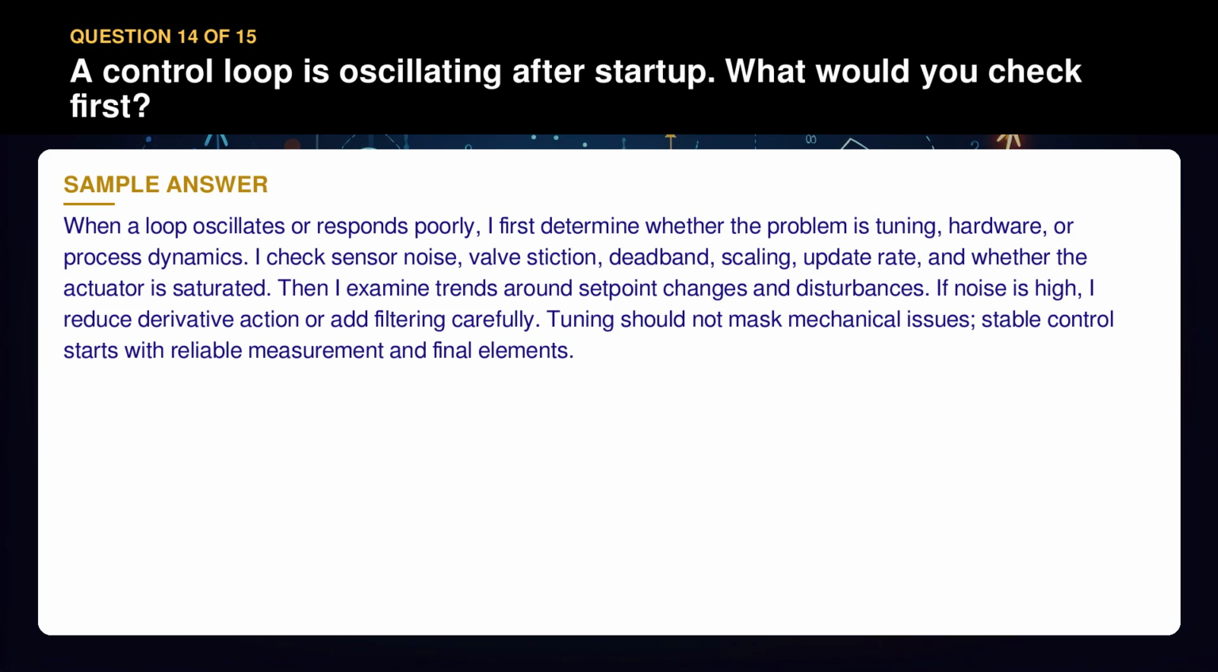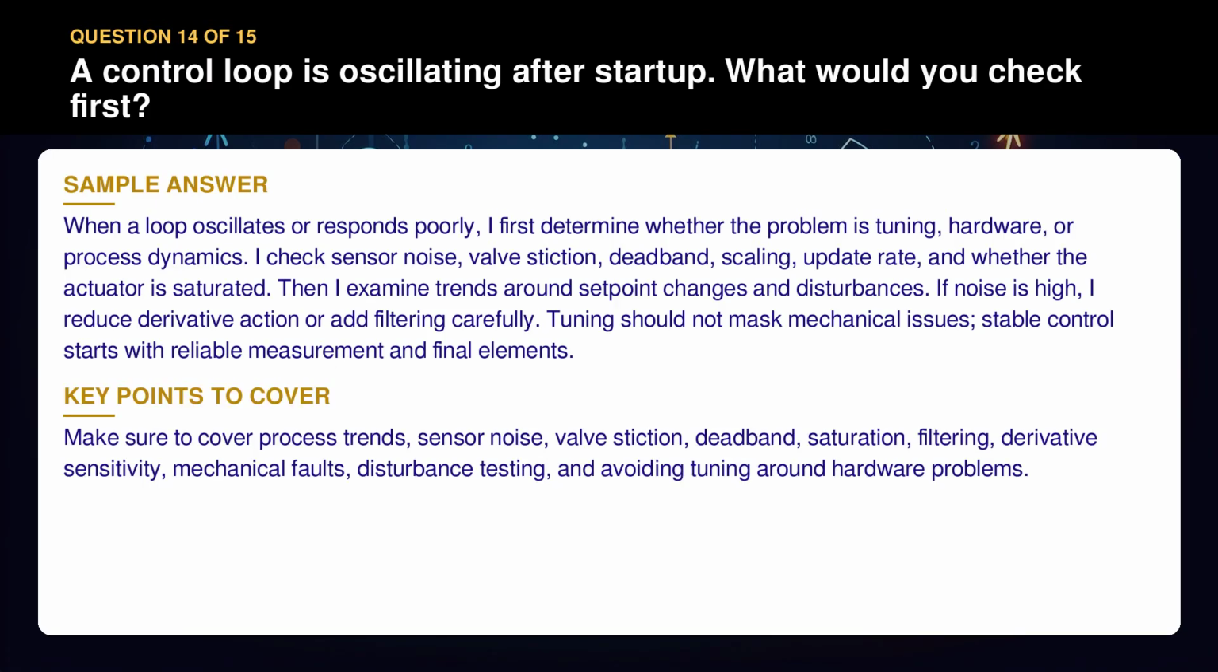If noise is high, I reduce derivative action or add filtering carefully. Tuning should not mask mechanical issues. Stable control starts with reliable measurement and final elements. Make sure to cover process trends, sensor noise, valve stiction, deadband, saturation, filtering, derivative sensitivity, mechanical faults, disturbance testing, and avoiding tuning around hardware problems.